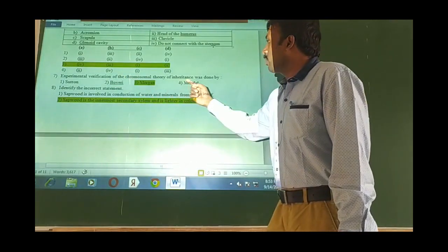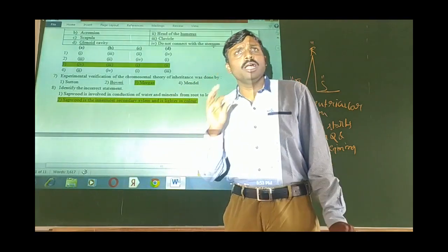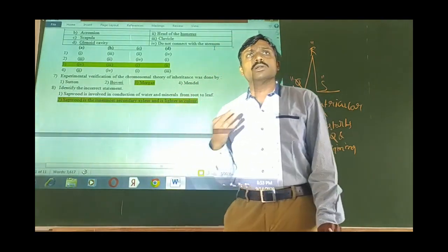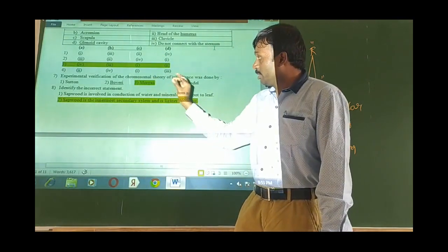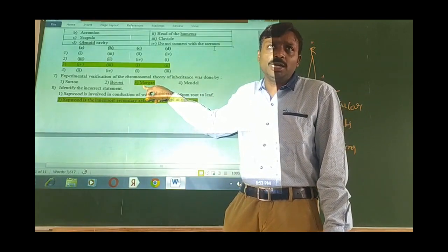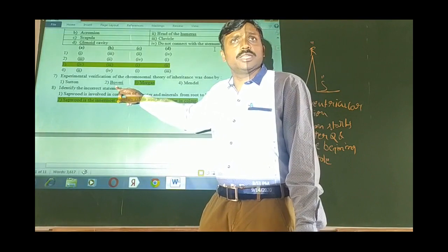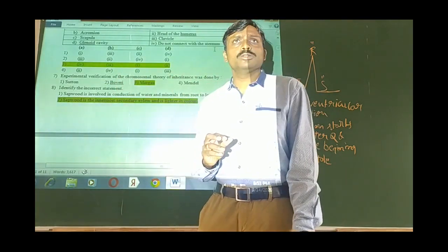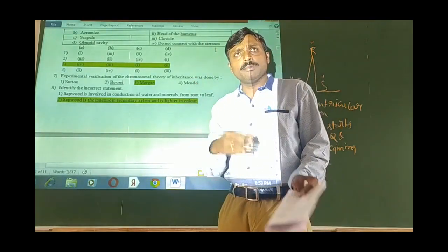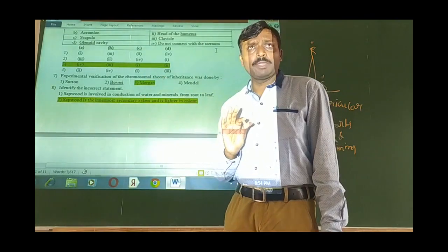Experimental verification of the chromosomal theory of inheritance was done by, again this is from our genetics chapter, principles of inheritance and variation. The chromosomal theory was proposed by T.H. Morgan, Thomas Hunt Morgan. Sutton and Boveri didn't actually propose any theory; they gave the presence of chromosomes in the cells. Then Mendel conducted the basic experiments of genetics. So ultimately Morgan is the answer.